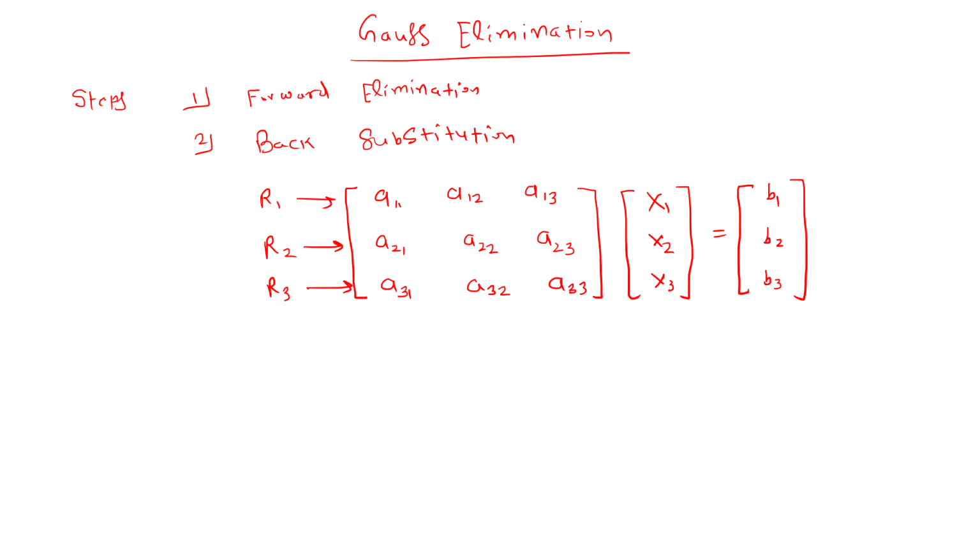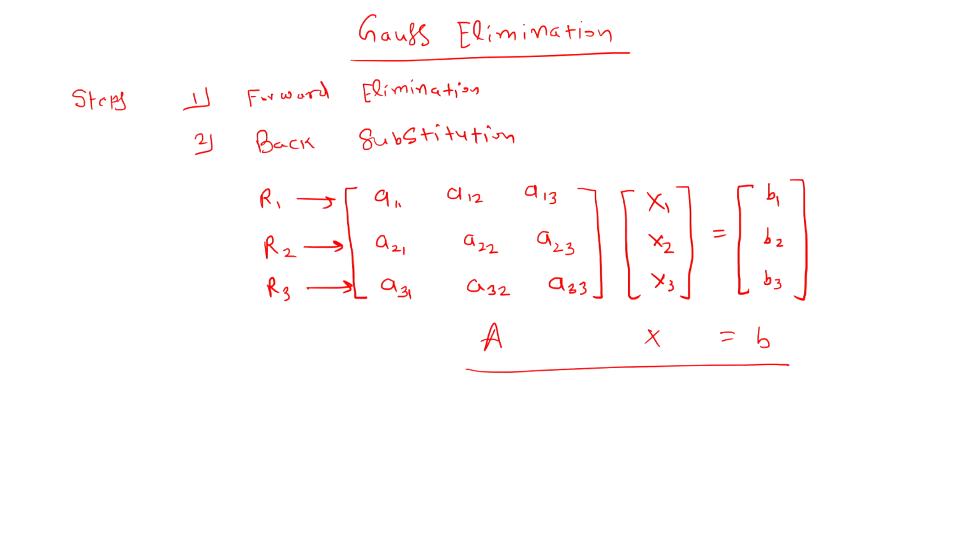So in this video we are going to talk about the Gauss elimination method. The steps involved in the Gauss elimination method are forward elimination, and the second step is called backward substitution or back substitution. Suppose this is my matrix system, AX is equal to B, and I want to find the solution of this AX is equal to B.